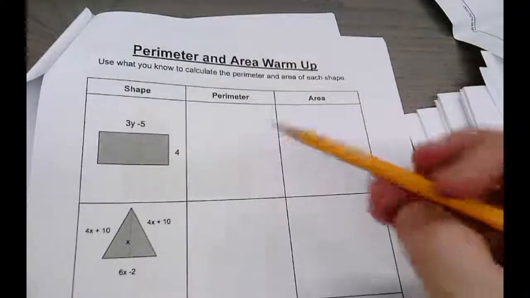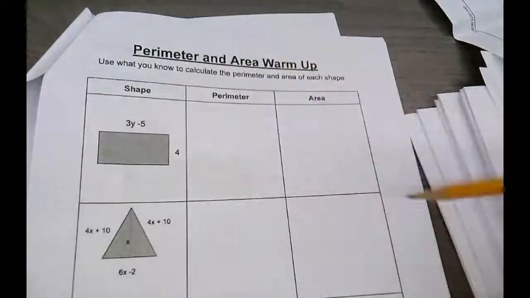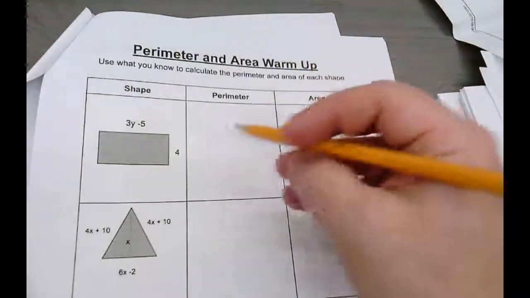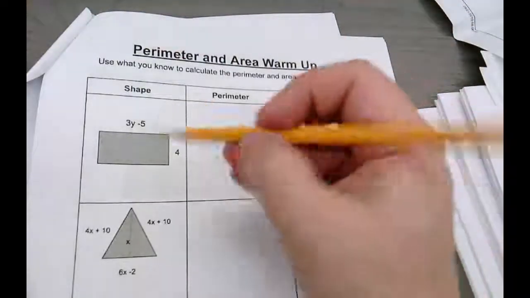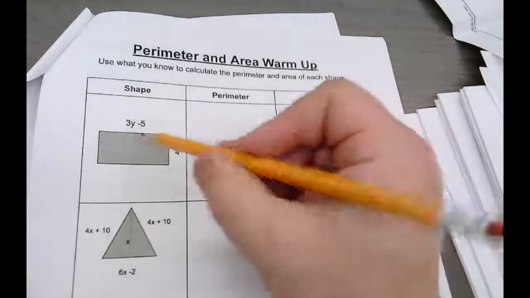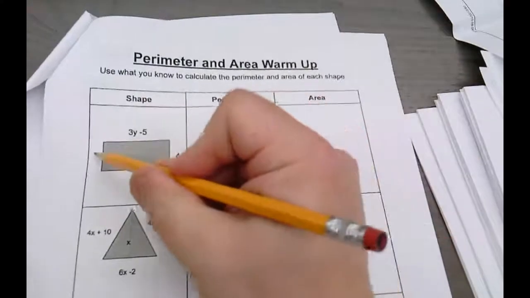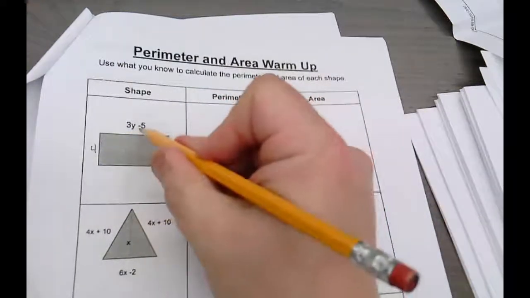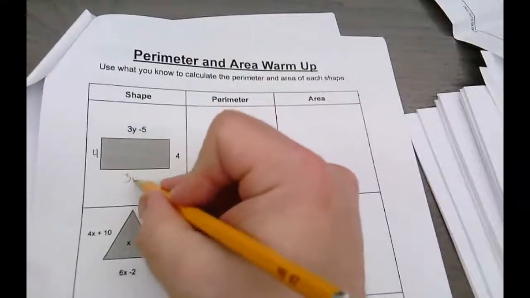So in this geometry package, we're going to start with a little bit of review, maybe-ish. It's a combination of algebra and basic skills here. So we got a rectangle. This side's equal to this side, so that makes this also 4. 3y minus 5. 3y minus 5.